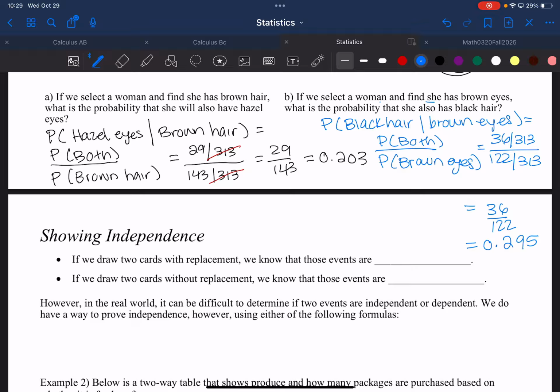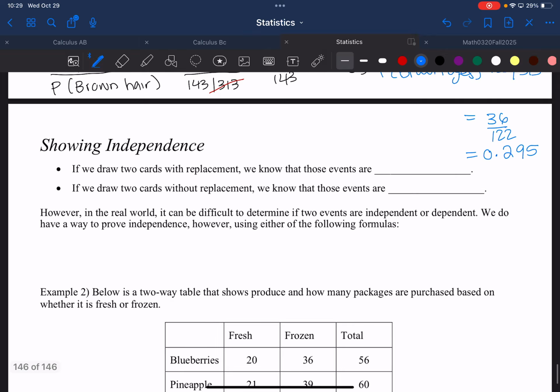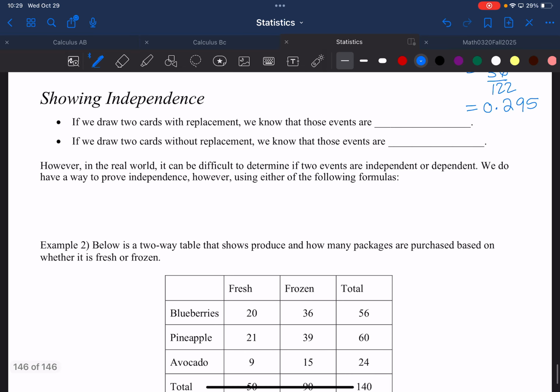Okay. Any questions on conditional probability? Okay. This next part, showing independence, I would say out of everything in these notes and the previous notes would be something that would pop up the most on an FRQ.